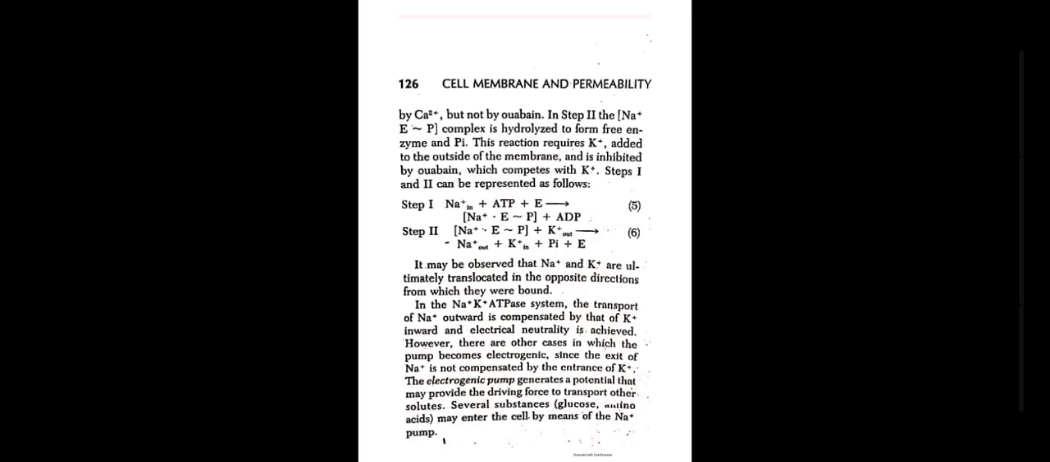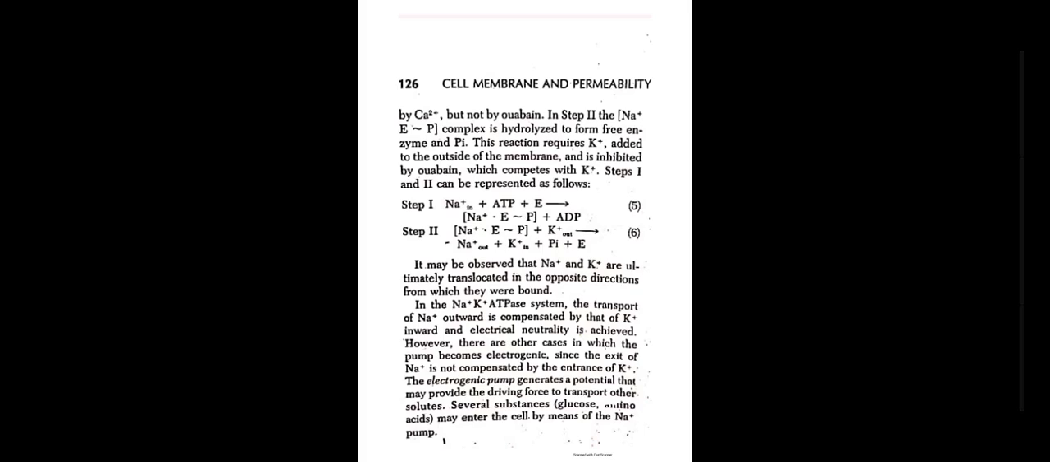The transport reaction takes place in two major steps. Step 1 consists of formation of a covalent phosphoenzyme intermediate on the inner side of the membrane and in the presence of sodium. This first reaction is inhibited by calcium but not by ouabain. In step 2, the sodium-enzyme-phosphate complex is hydrolyzed to form free enzyme and inorganic phosphate. This reaction requires potassium added to the outside of the membrane and is inhibited by ouabain, which competes with potassium.